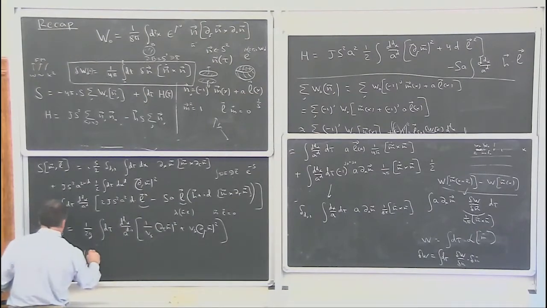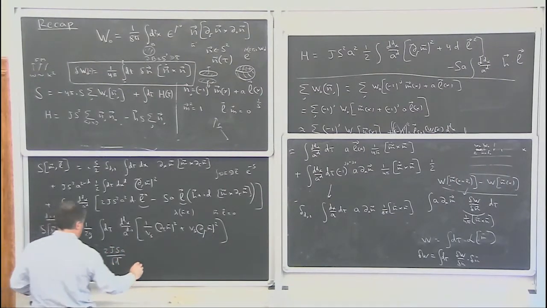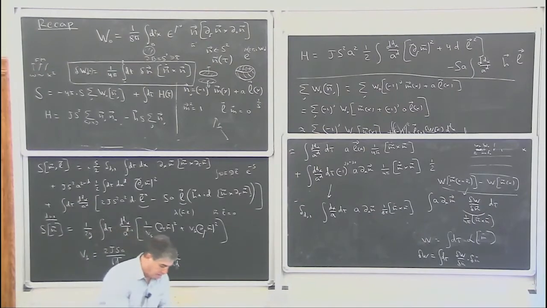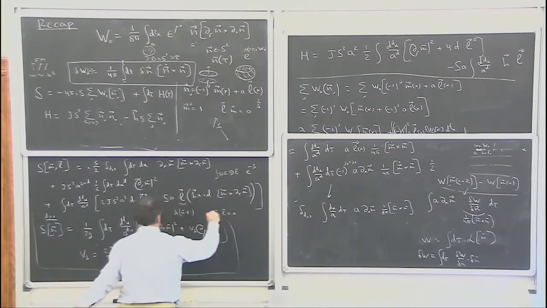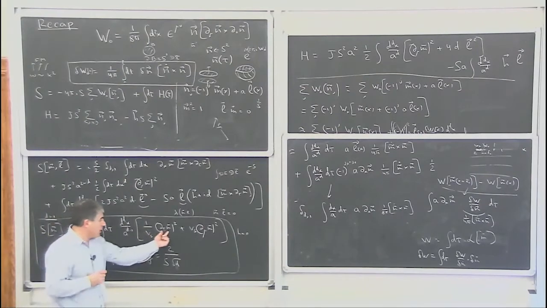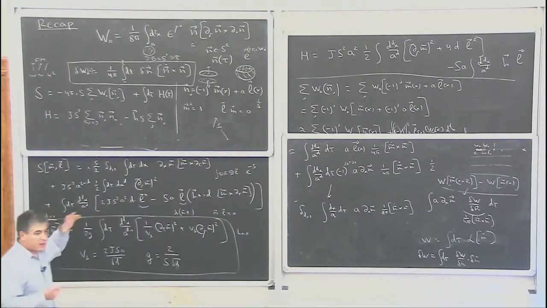Where... divided by... and the coupling constant G is 2 divided by S times the square root of the dimension. I dropped H. This is for H equals 0. Try to do it with H. It's very interesting how H enters, because H interacts non-trivially with M, because M is an anti-ferromagnetic vector. It's not ferromagnetic. So H was trivially interacting with L, but with M it's a little bit more complicated.